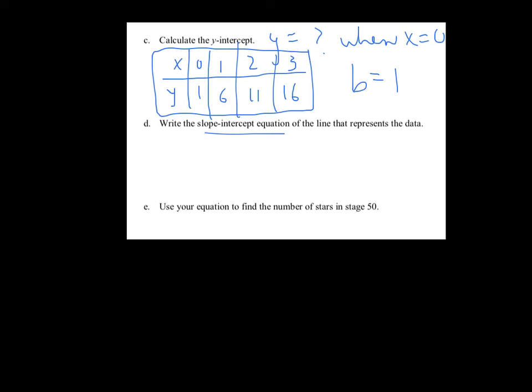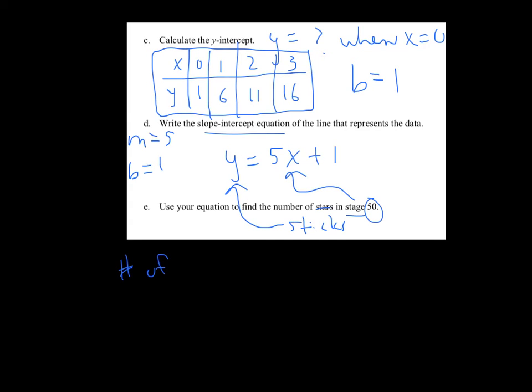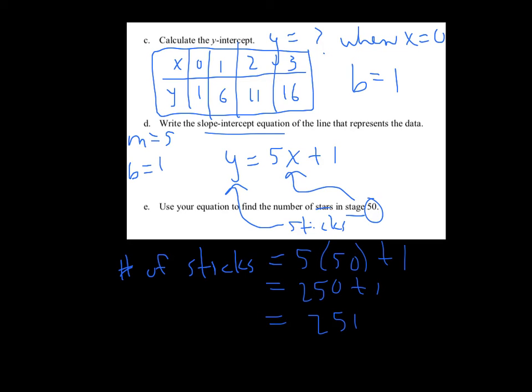Okay, and now we can write the slope-intercept form of the equation. We said that slope was 5 and b was 1, so y is equal to mx plus b. Use the equation to find the number of, I think this should say, sticks at stage 50. Well, stage was our x value, and sticks is our y value. So the number of sticks at stage 50 is going to be 5 times that stage number plus 1, which is 250, plus 1, which is 251 sticks.